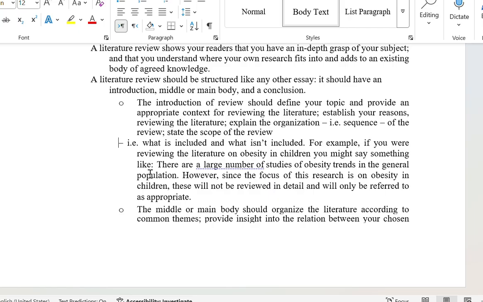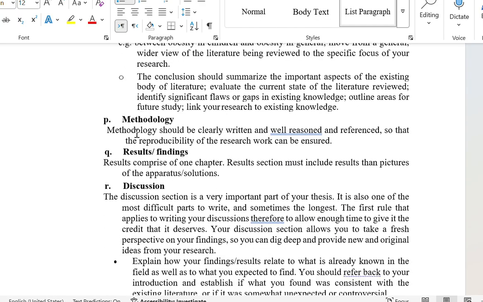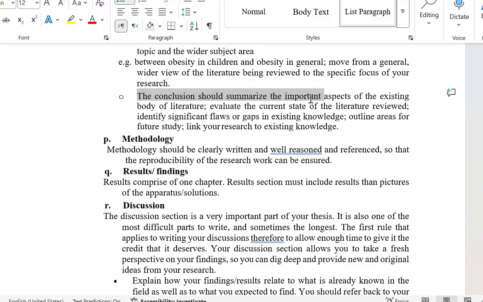Then comes the middle part, the main body of the literature review, the central pages. It should give insight into the relation between your chosen topic and the wider areas, that if this is the topic, this can further lead to this and this. Then the last is the conclusion and summary of your whole literature review, where you outline the areas of future study, link your study with the existing knowledge, and so on.